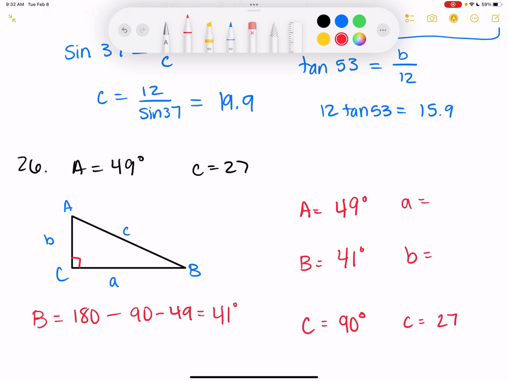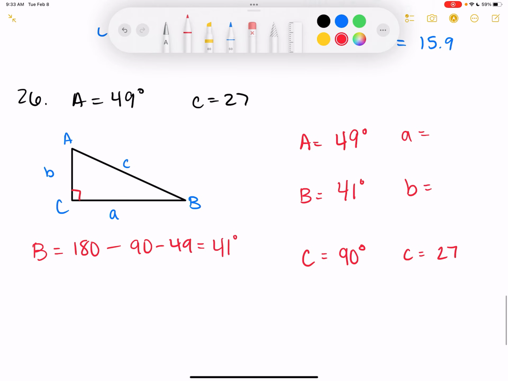Do we have to write B equals 180 minus 90 minus 41? No, it's fine. As long as you know what you're doing, I don't care. I'm just showing it so that it's there if you need it. All right, so I'm labeling the things that we know. I'm a visual person if you haven't figured that out by now.